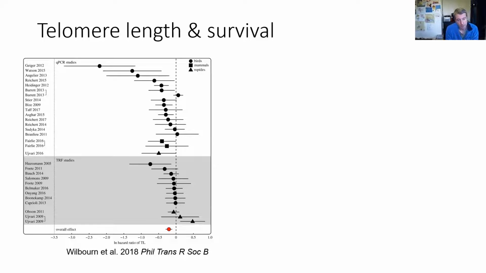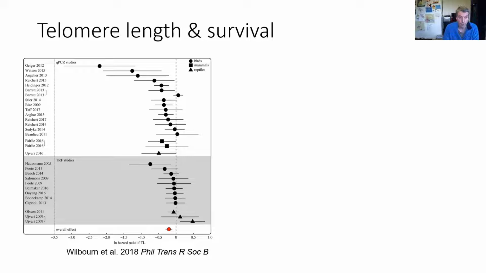A critical property of telomere length is its potential predictive power of things that we care about from an ecological and evolutionary point of view, particularly survival. And this is from a meta-analysis I was involved with. It was led by Rachel Wilbourn, and Jelle Boonekamp, who's now in Glasgow, was heavily involved in this, where we were able to get raw data from the studies that we could find in the literature that looked at this association.